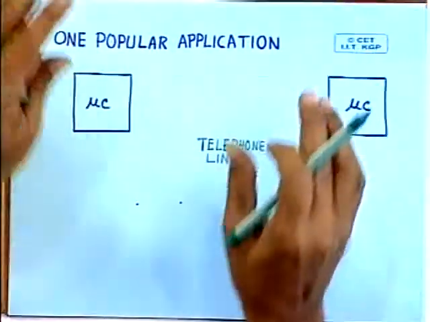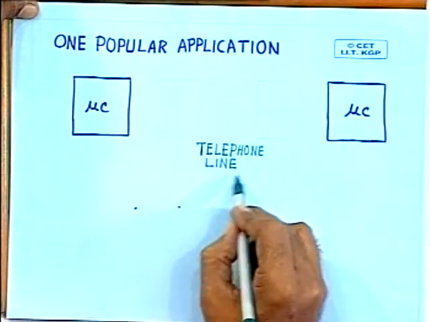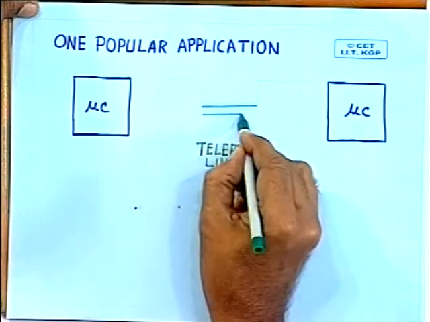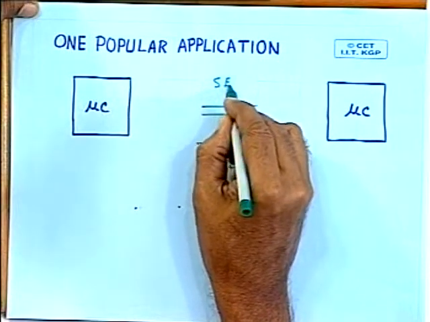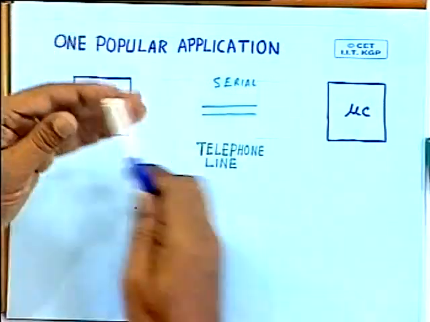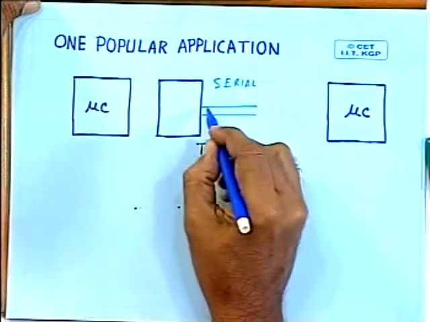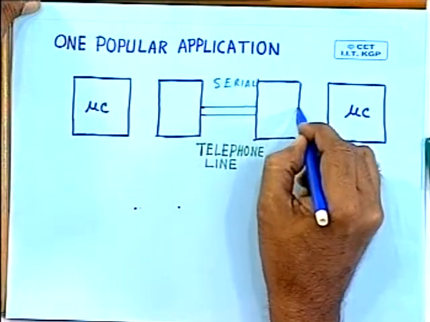However, the most popular use of serial mode of data transfer comes elsewhere. Let us see where it is used. Nowadays, everybody is having an internet connection, and the internet connection is available through the telephone line. And the telephone line is serial in nature, a pair of lines, a twisted pair. So in such a case, what you normally do, you make use of a modem, because this telephone line is not only serial in nature, it is analog in nature.